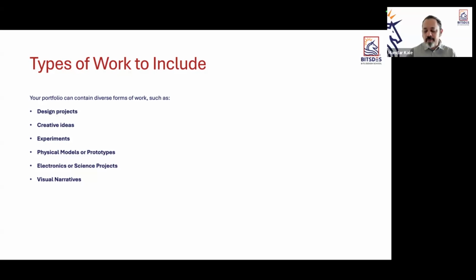And it could also be something that you have explored in terms of visuals only, right? Maybe it's a comic, maybe it's an illustration, maybe it's various things that you are trying.